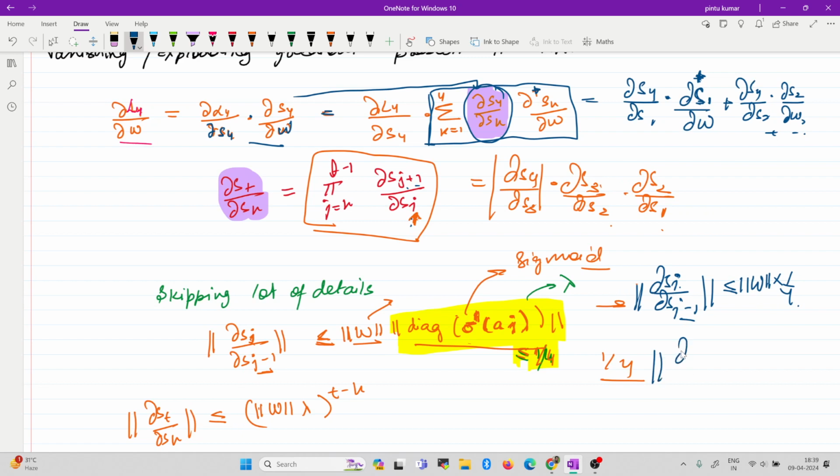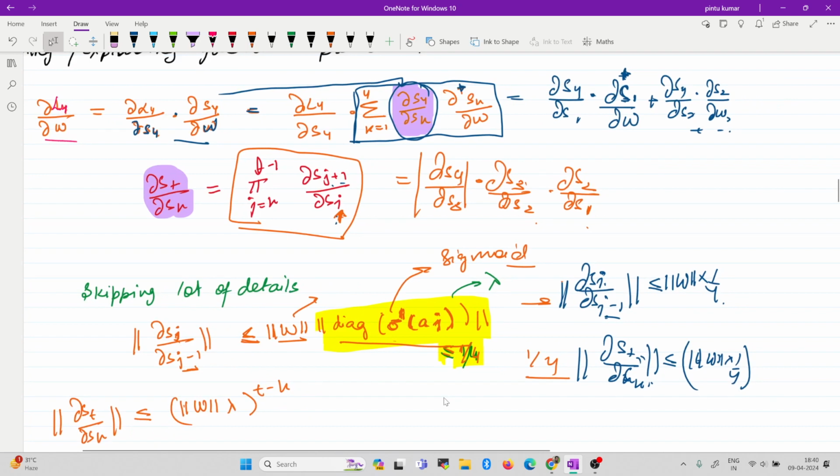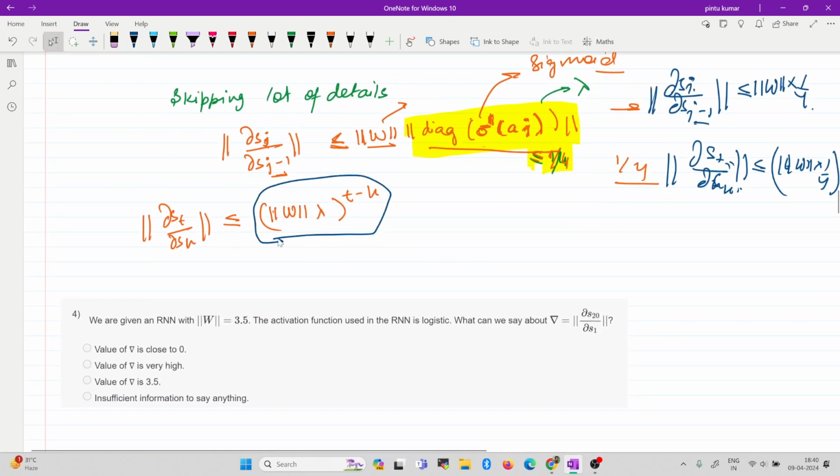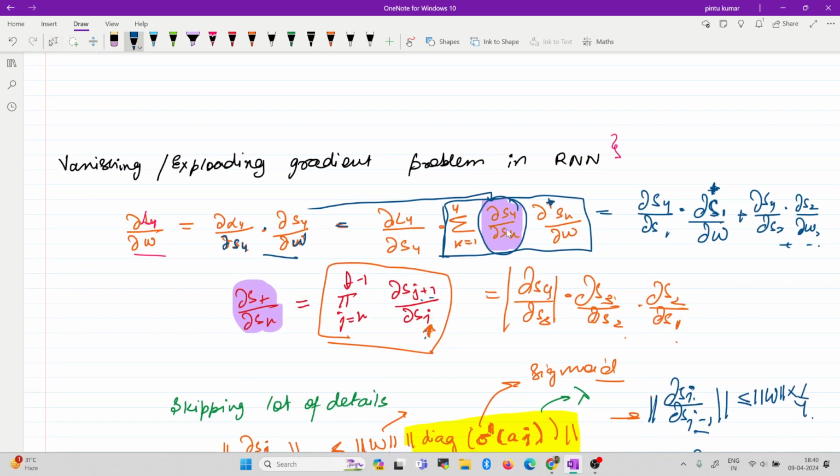Now if you want to bound the norm of, let's say, some del St by del Sk, so this T and K are not related in a manner in which your J and J minus 1 were related. So this thing is less than equal to norm of W times 1 by 4 to the power T minus K, because these are K terms multiplied with similar bounds, so the product will have the bound raised to the power T minus K. I think that is clear. So this is the bound that you have on the norm of this thing, and these quantities will be multiplied and then added.